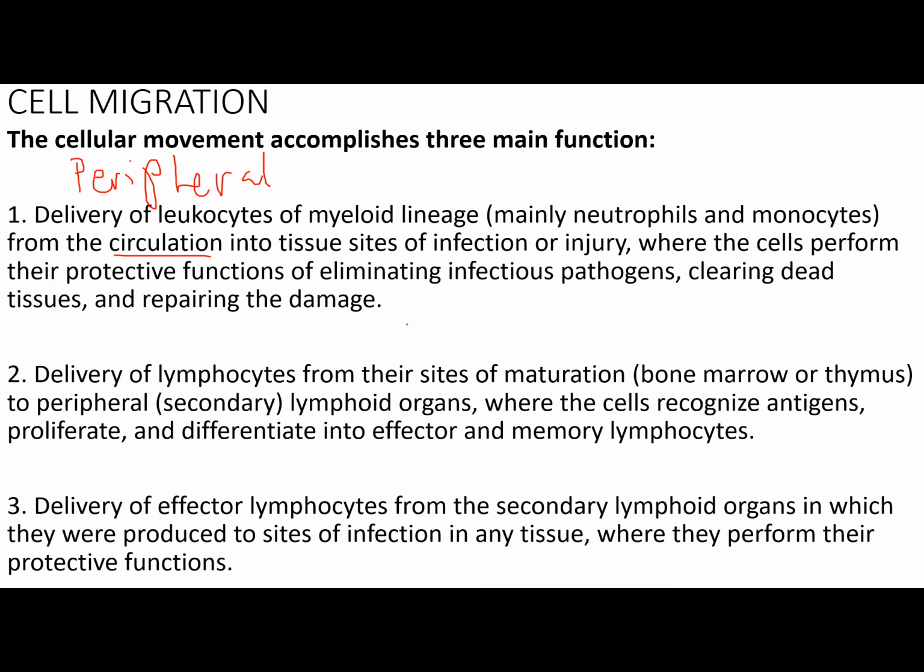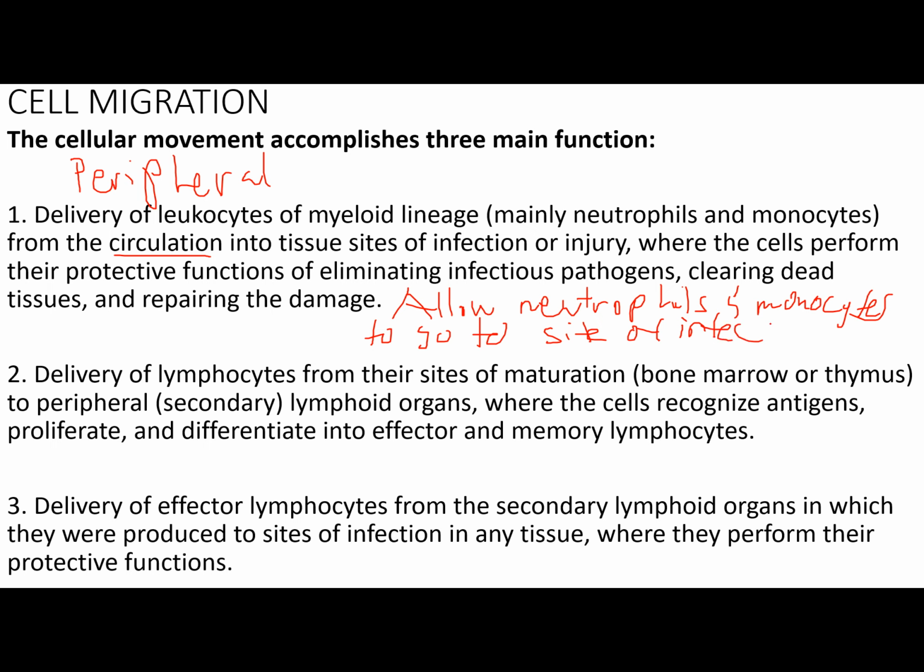So to simplify this class, the first job of your cell migration is to allow neutrophils and monocytes to go to the site of infection, allowing them to perform their duties and responsibilities such as eliminating infectious pathogens, clearing dead tissue, and repairing the damage.